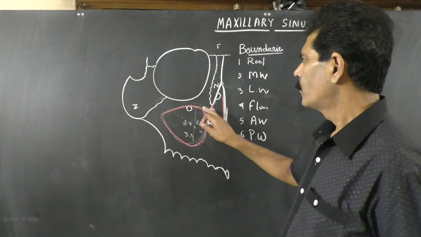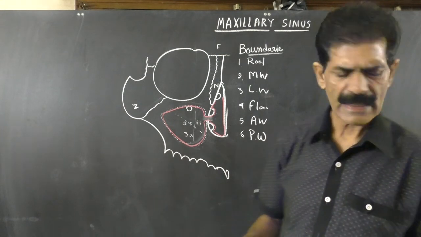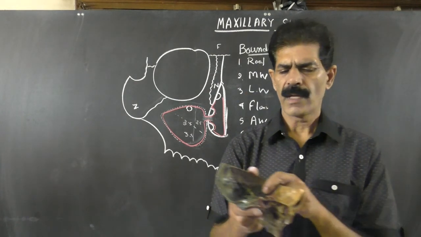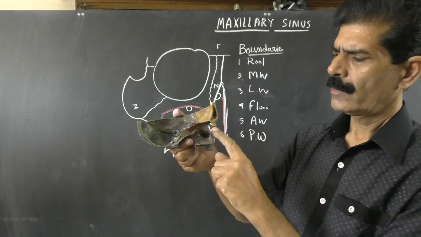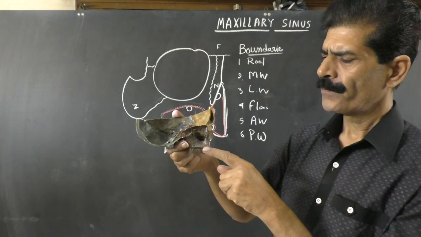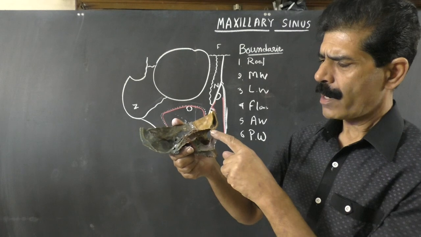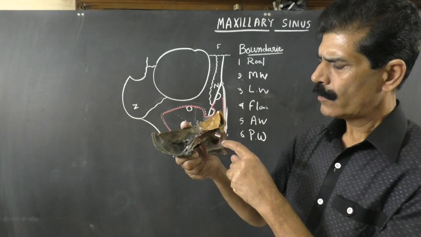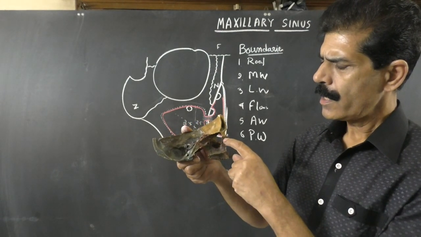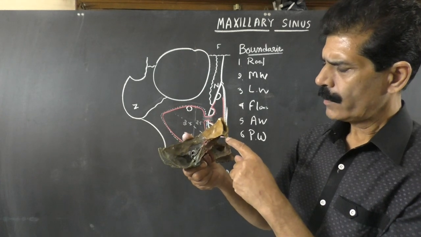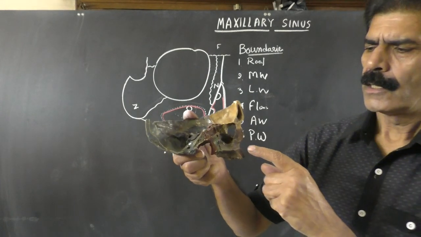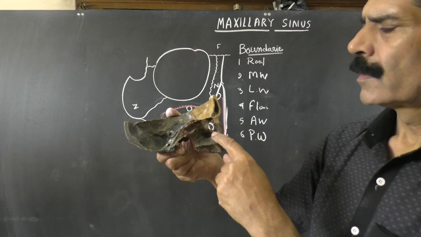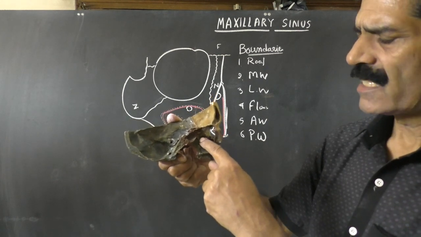Regarding the roof, this is the roof of the maxillary sinus. In this we have made a sagittal section of the skull, the nasal septum is removed, and a part of the lateral wall of the nasal cavity is also removed, including the inferior concha and the middle concha, and the superior concha is removed in order to show the medial wall of the maxilla.